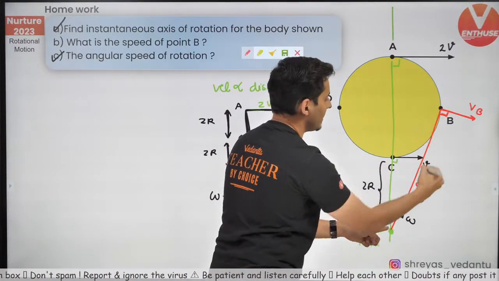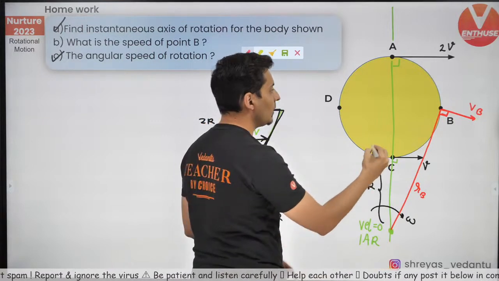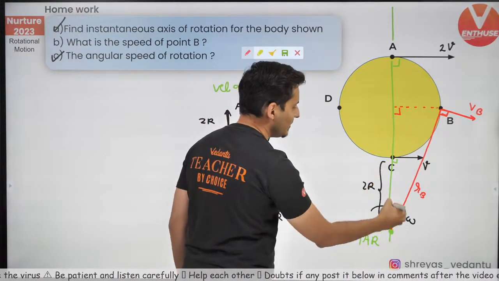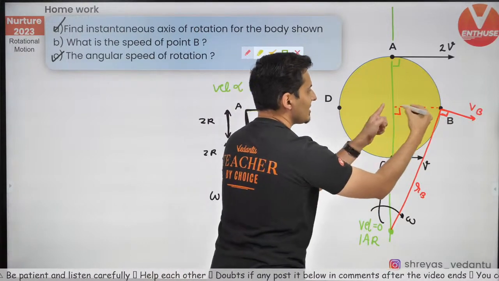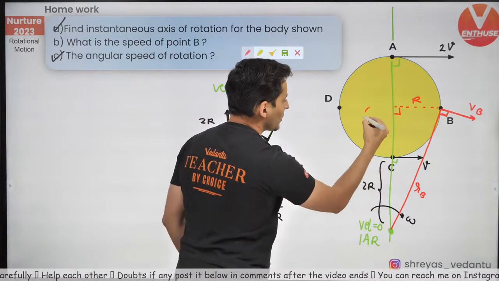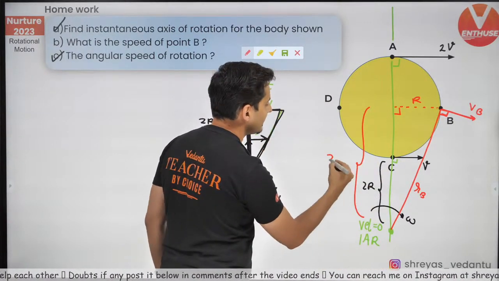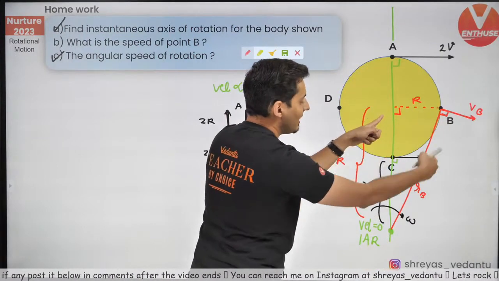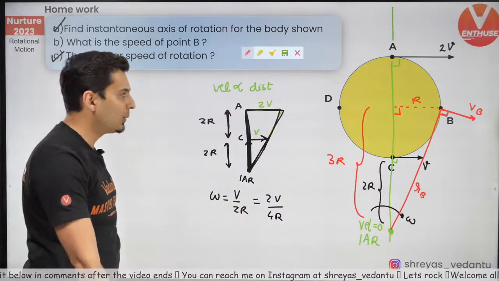What is this line length? That I can find out via Pythagoras. So I need geometry over here. Do you see this big triangle? This is R, this is R, this is 2R. So this whole thing is 3R. Can you see that? R plus 2R is 3R. This is a right angle triangle. So I think I can find out RB.